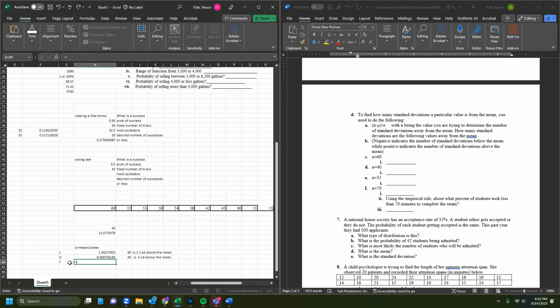So we're going to do equals 70 minus 45 divided by the standard deviation. And so we're going to say that's right about 2. And so remember the empirical rule? We can pull up that really cool worksheet that we had.